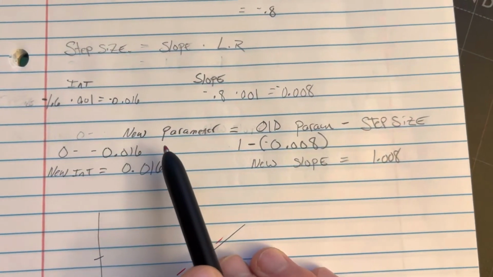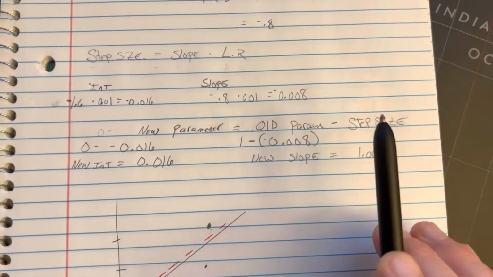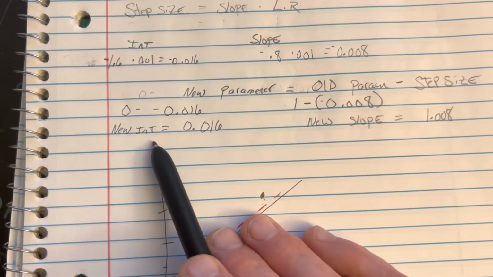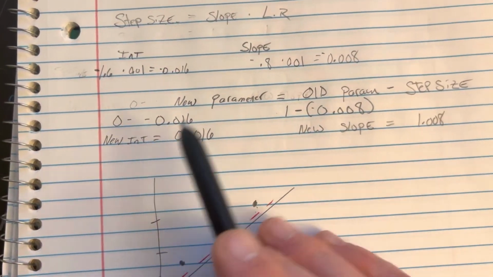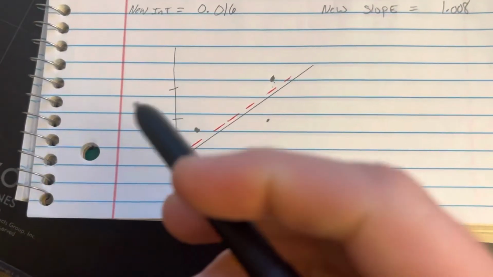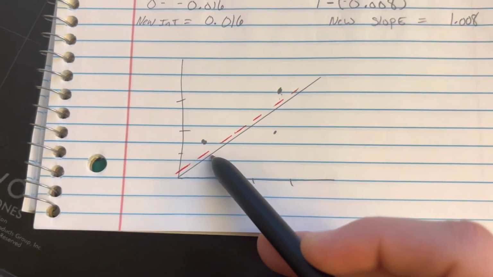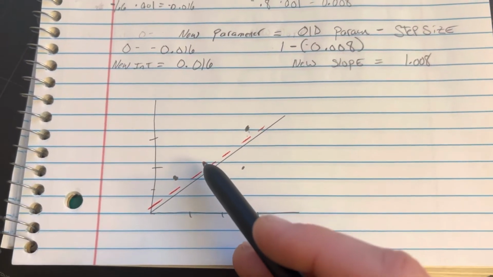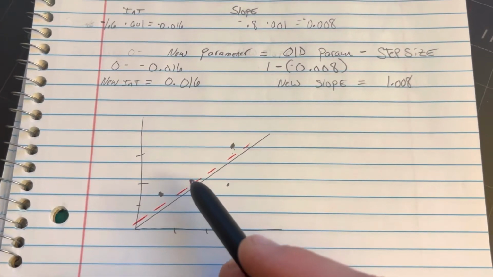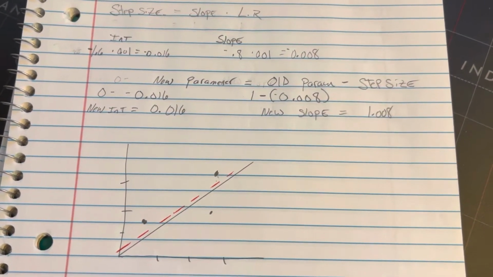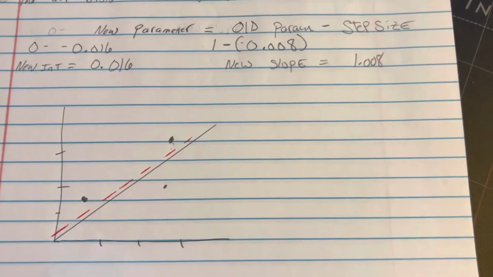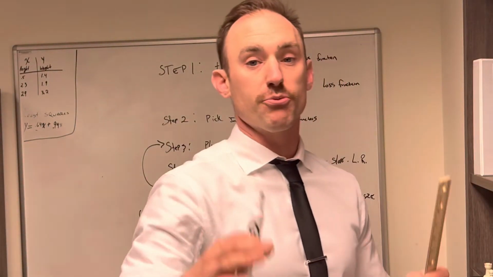All right, and then we want to calculate our new parameter, and our new parameter is our old parameter minus the step size. So for our intercept, 0 minus 0.016, we have a new parameter for our intercept, and the same for our slope. So our old line is in pencil, and our new line is in red. And we'll repeat what we did until all the step sizes are very small, or we reach the maximum number of steps.